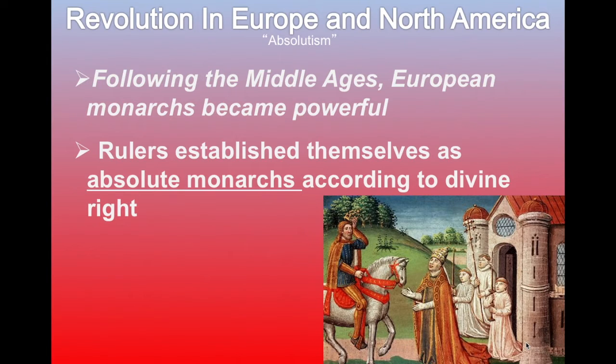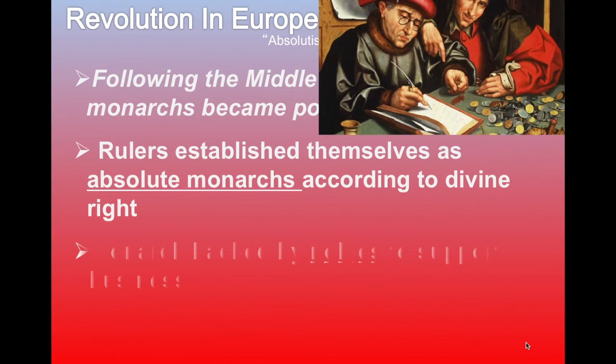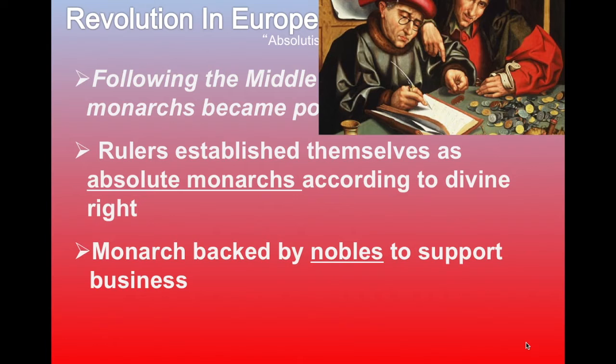And so after the Middle Ages, you're going to have these monarchs, these kings, that are going to feel like they have this authority from God to be strong rulers. Monarchs are going to be backed by nobles to support business. And so you're going to have not only the church, but also nobles and the merchants that are going to support these monarchs to be very strong.